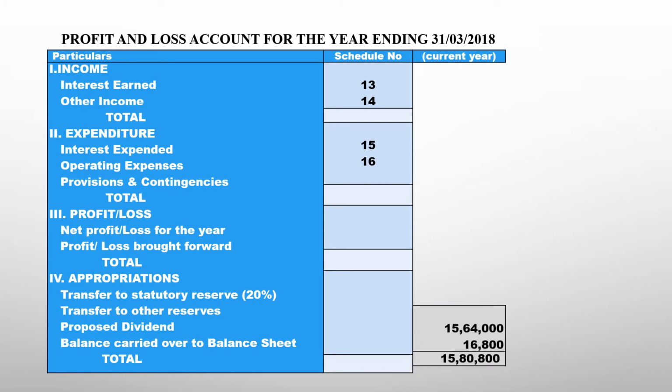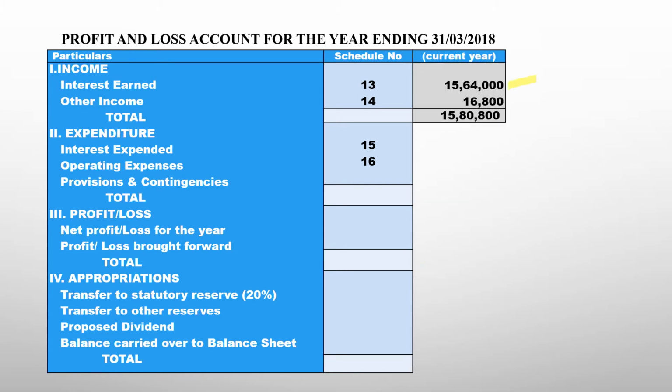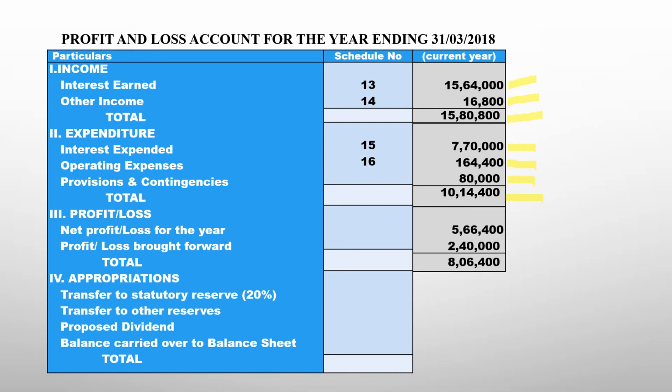First, schedule number 13, 15,64,000 as per the calculation in the previous step. Then other income 16,800, total 15,80,800. Then expenditure: interest expended 7,70,000, operating expenses 1,64,400, provisions and contingencies 80,000. Total expenditure is 10,14,400. So the profit is the difference between 15,80,800 and 10,14,400, that is 5,66,400, net profit for the year.